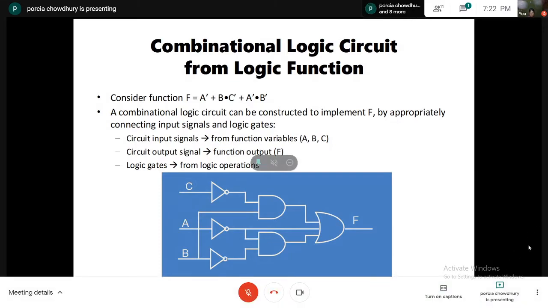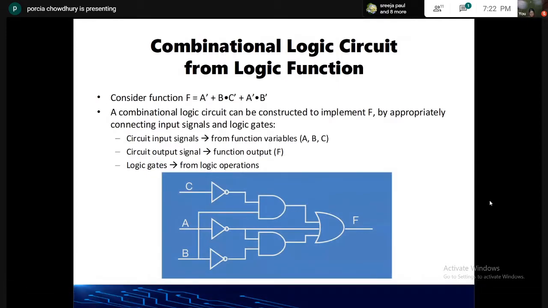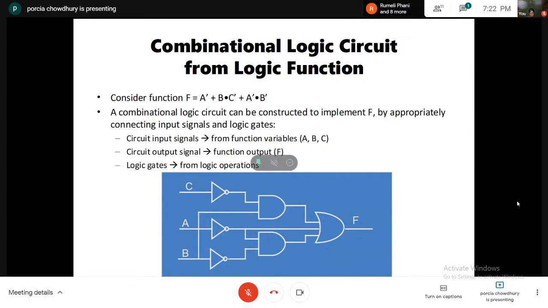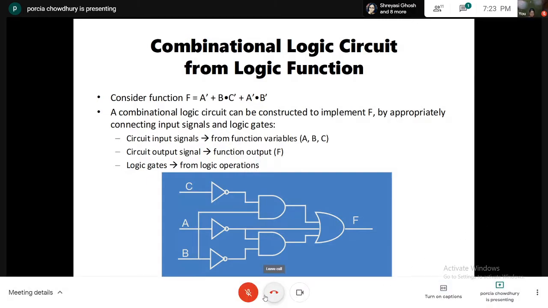Ma'am, what is a combinational circuit? Basically, circuits can be of two types: sequential circuit and combinational circuit. First, before the combinational circuit, I want to mention the sequential circuit. A sequential circuit is one whose present output depends on the present input as well as previous inputs, whereas in a combinational circuit, the present output depends only on the present inputs, not on any previous inputs. So this is your combinational circuit.